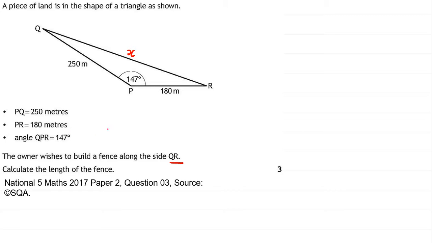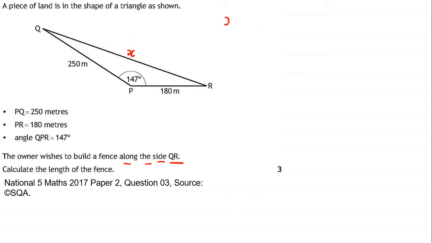So it's important that we pay attention to the question. The fence is not the perimeter around the field or the piece of land. The fence is just the length of QR, because of what it says here: fence along the side QR. So don't get confused with that. We are just finding the value of X.